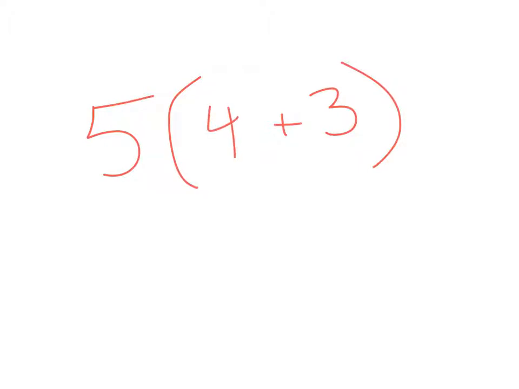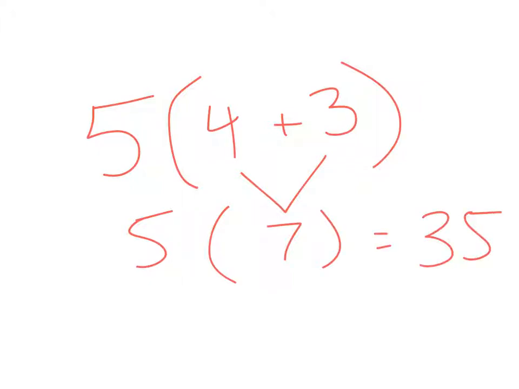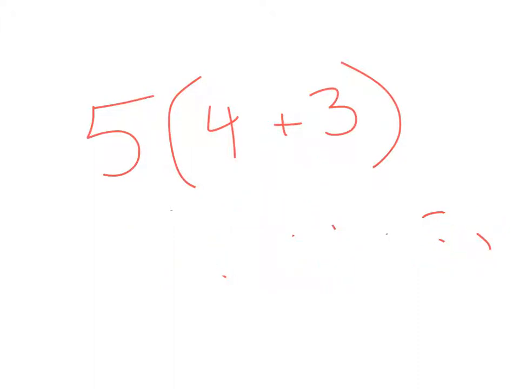So say it said 5 times 4 plus 3. Well, our order of operations says that we would solve those parentheses and call this 5 times 7. Oh, well, that's 35. So we could solve it that way, but we would get the same thing if we apply the distributive property. The distributive property says that you can distribute that 5 to both parts inside the parentheses. So this 5 is being multiplied by this whole thing, so you can distribute it one at a time to simplify this.